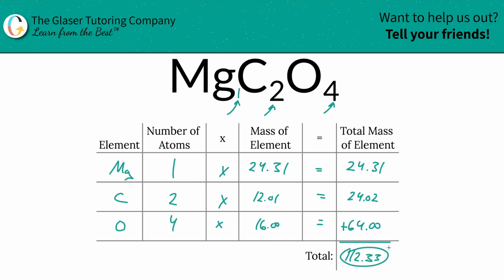And there you have it, right? That's the total mass of the entire compound. That's the total mass of magnesium oxalate. That's what we need to find first before we find those percentages. So now what I'm going to do is add a column, and now we're going to find those percents.